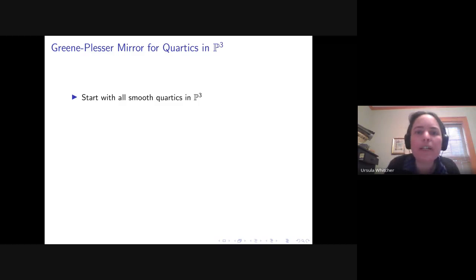So let's build the mirror of a really classical example, quartics in P3, as a concrete example to carry around with us. We're going to start with all of the smooth quartics in P3. We know those are K3 surfaces. We're going to look at the Fermat pencil. So we'll take a special quartic, which you might also know as the Doric quartic, depending on how you were mathematically raised, and deform it by a 1-parameter family.